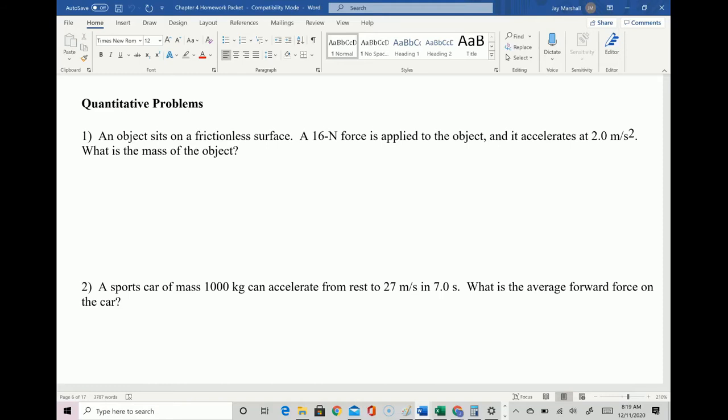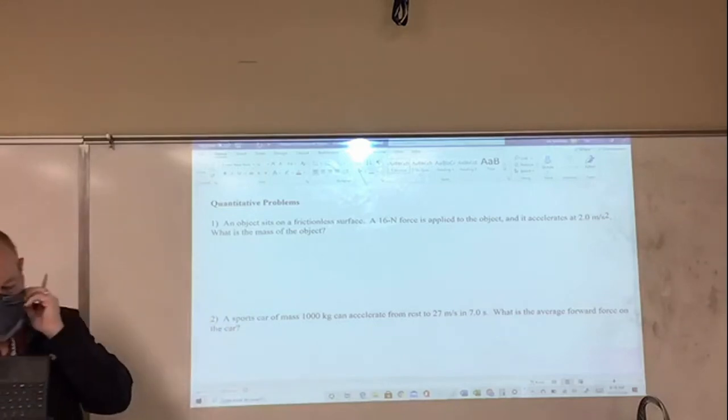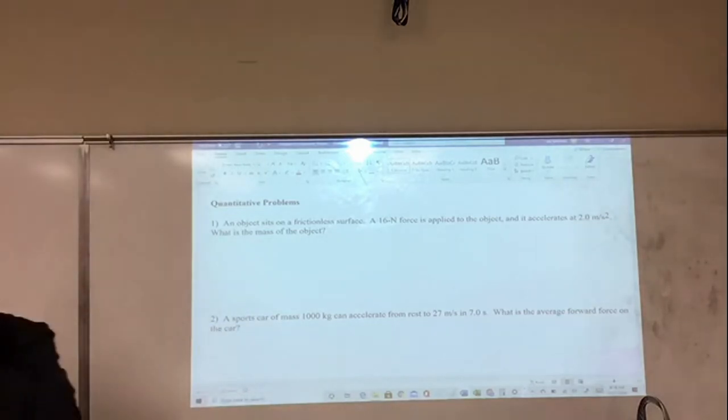So we have an object that sits on a frictionless surface. It doesn't matter what the object is. And then we're told that a 16 Newton force is applied to the object, and it accelerates at 2 meters per second squared. And we want to know what the mass of the object is.